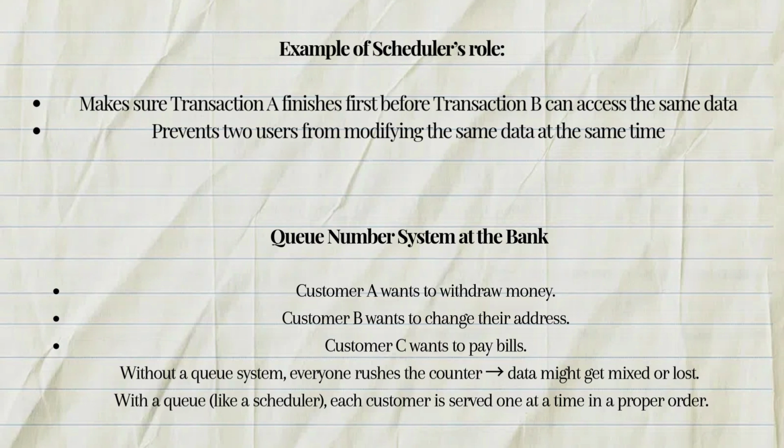Think of a queue number system at the bank: customer A wants to withdraw money. Customer B wants to change their address. Customer C wants to pay bills. Without a queue system, everyone rushes, and the counter data might get mixed or lost. With a queue, like a scheduler, each customer is served one at a time in a proper order.